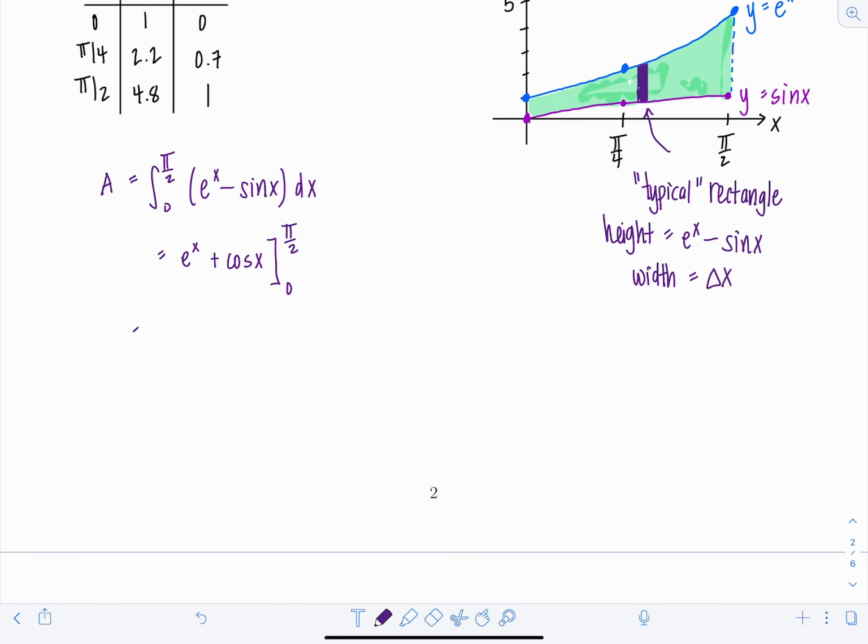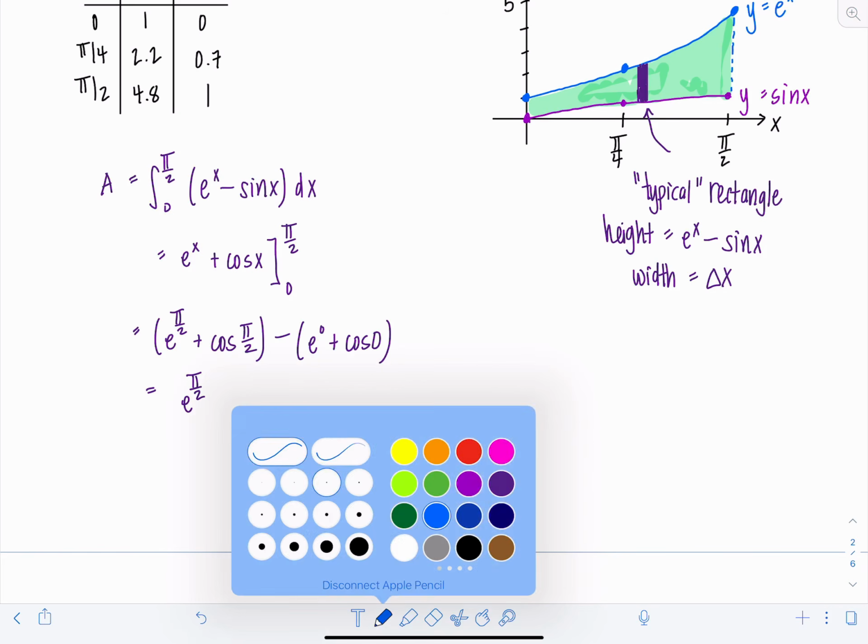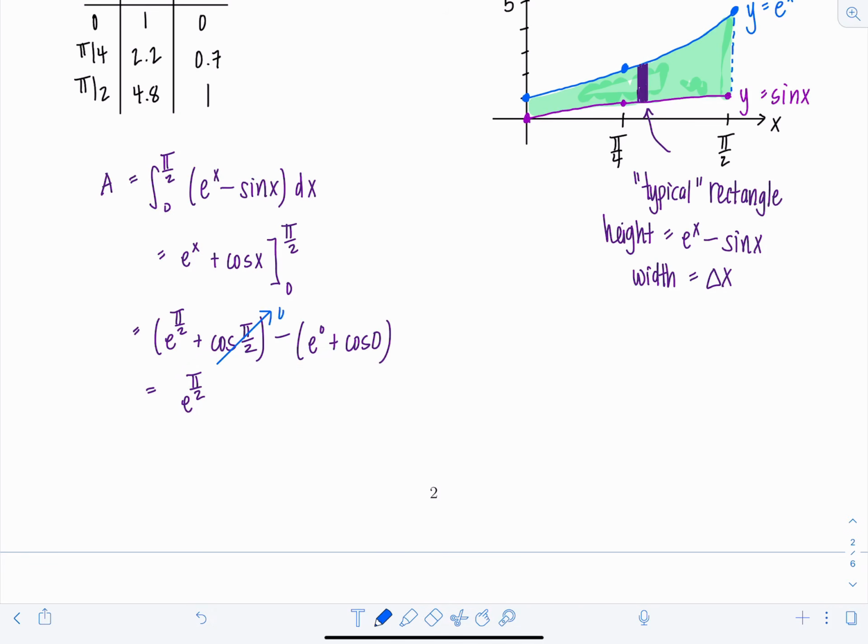So now we're going to have e to the pi halves plus cosine of pi over 2 minus e to the 0 plus cosine of 0. Okay, so e to the pi over 2, I'm just going to leave it. Cosine of pi over 2, that's 0, so that's gone. And then minus, now e to the 0, that's 1, and cosine of 0 is also 1. So I'm left with e to the pi over 2 minus 2. All right, and that's our answer. Just leave it alone, exact form like that.